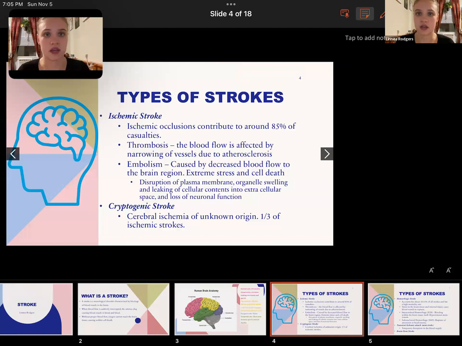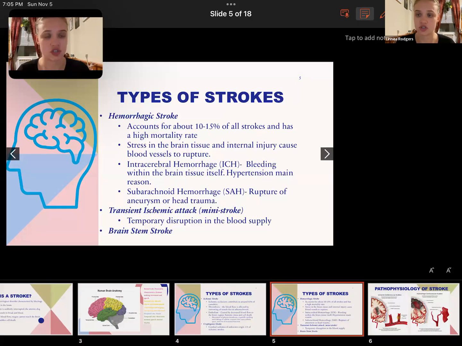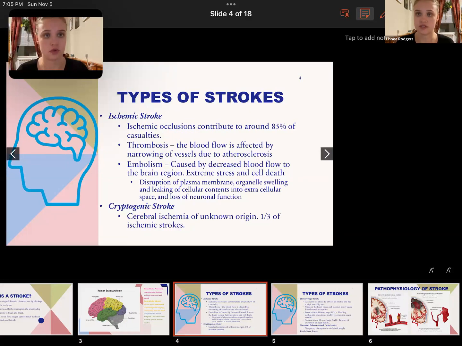So the two main types of strokes are the ischemic stroke and the hemorrhagic stroke. We'll start with ischemic stroke. An ischemic occlusion contributes to around 85 to 87% of casualties. Ischemia is the inadequate blood supply to an entire organ or part of the body. So in this case, it's the brain.